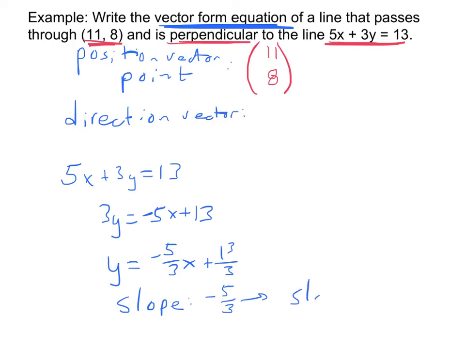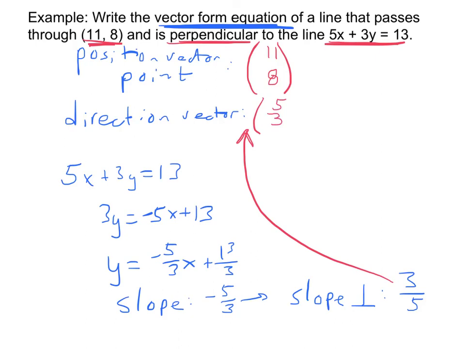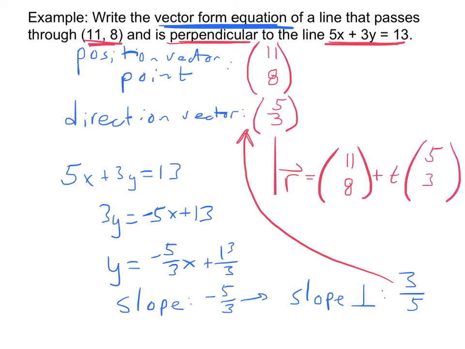I need to know what the slope is that's perpendicular to that. Well, a perpendicular slope is simply the opposite reciprocal. So the perpendicular slope would be 3/5. Now I have to take that slope and change it back into a directional vector. So what is 3/5 as a directional vector? Well, we flip it back over. I get 5 and 3. I now have my position vector for the point and my directional vector, so we can write the equation of the line. My line will be 11, 8 plus t times 5, 3. And we're done.